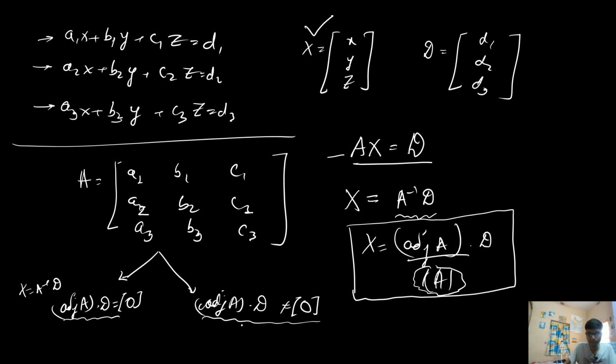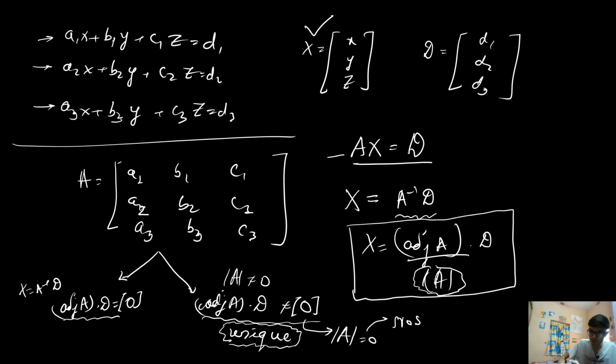So if adjoint of A into D is not a null matrix and A is a non-singular matrix, in this case we get directly to the solution that is known as a unique solution. Okay, we get to the important thing that is known as a unique solution. Now there can be another situation where adjoint of A into D is not a null matrix, but the value of determinant of A is equal to 0. In such case, we directly get the result which is known as no solution, or the system of linear equations is basically inconsistent.